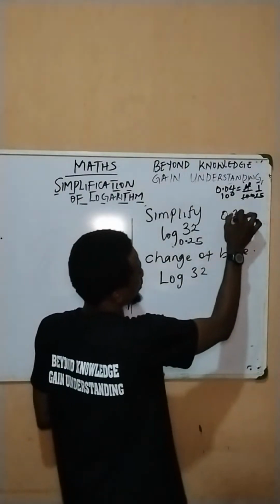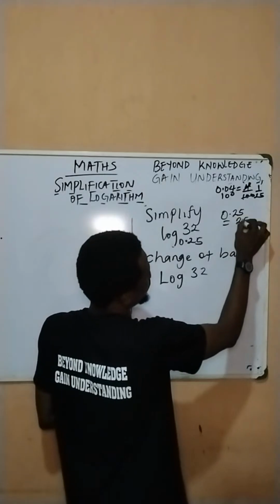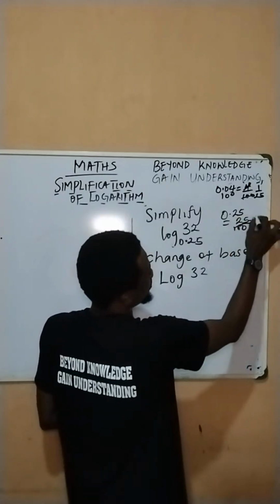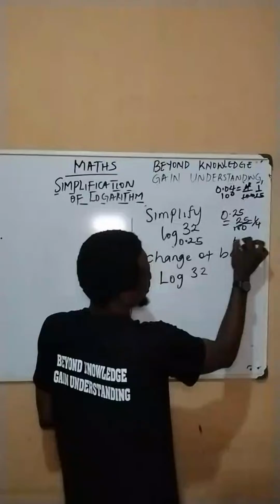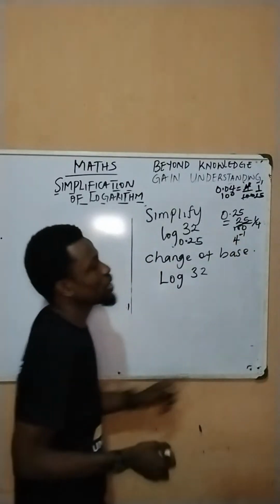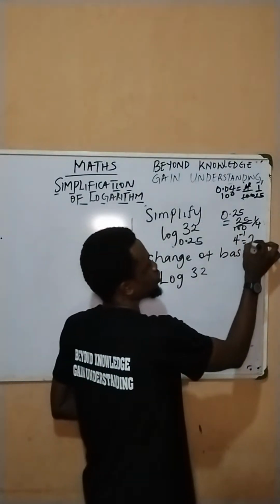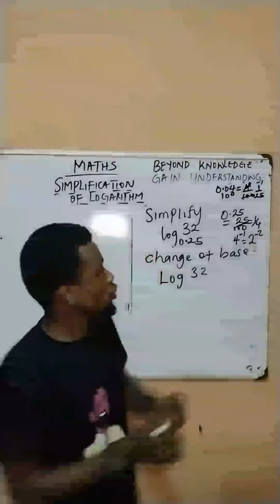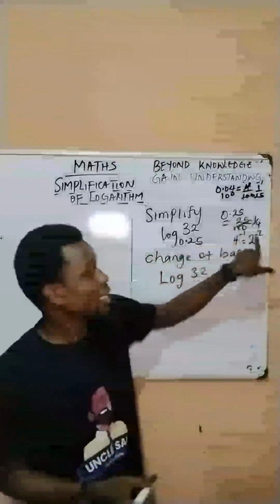0.25 is the same thing as what? 25 over 100, which if you reduce is the same thing as 1 over 4, which is the same thing as 4 raised to the power of what? Minus 1, which if you reduce is still the same thing as what? 2 raised to the power of minus 2. So from here to here to here to here, this is what you have.